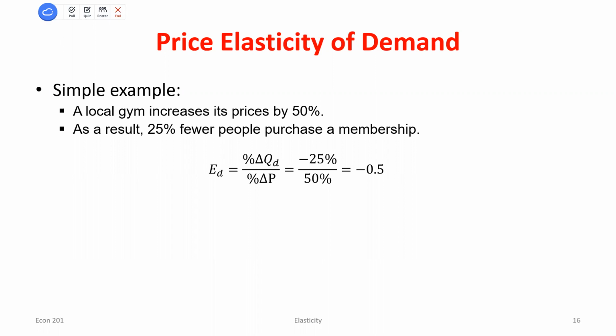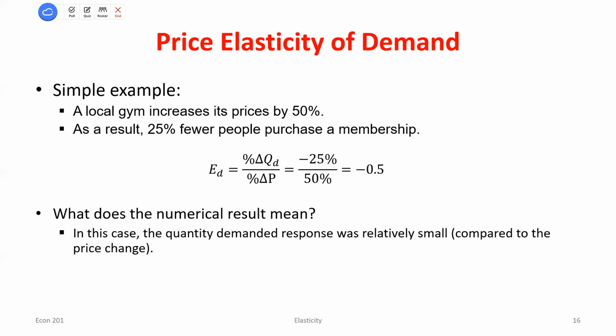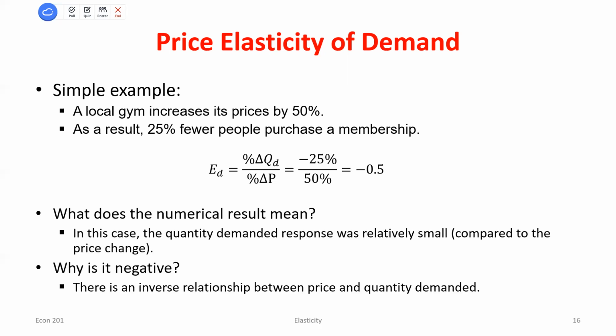We said the denominator here is always going to be what is changing. What's the initial change? The price is changing. And then the numerator is what is responding to that change: here, quantity demanded. We said it's always going to be negative because the demand curve tells us price and quantity demanded move in opposite directions. This is where we left off.